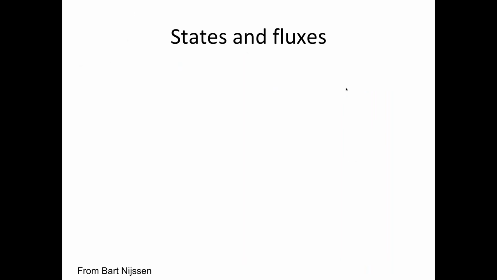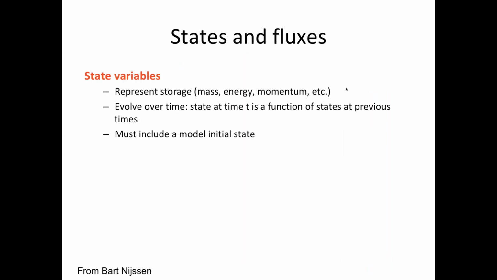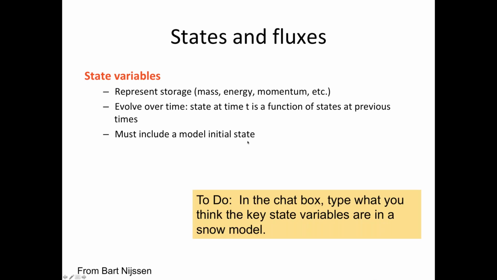All right, so what do we mean by states and fluxes? Again, state variables represent storage. They are something that is a state we need to track, that is stored in the system, and that will evolve over time. A state at some time t is a function of states at previous times. For example, our snow tomorrow depends on our snow today. This must include a model initial state.